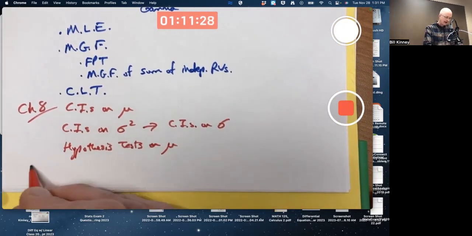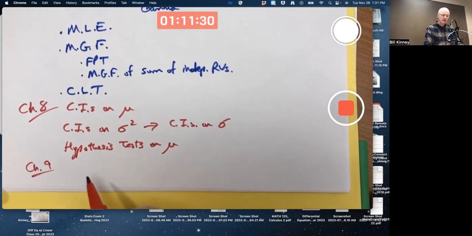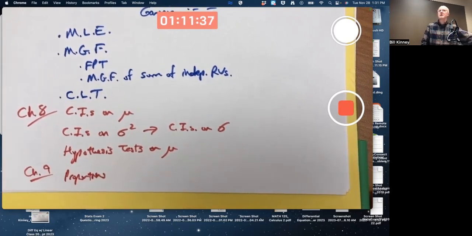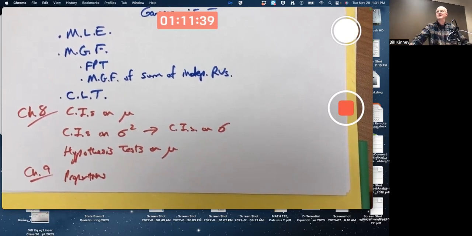And then chapter 9, what we talked about for the most part today, is proportions: confidence interval, sample size necessary to get a margin of error, and hypothesis test.